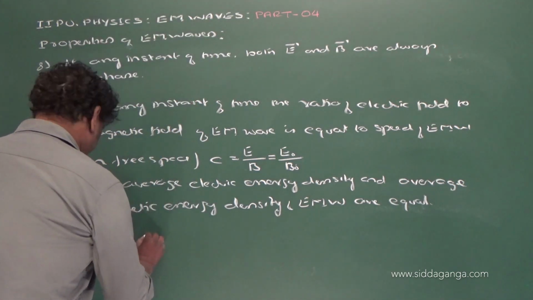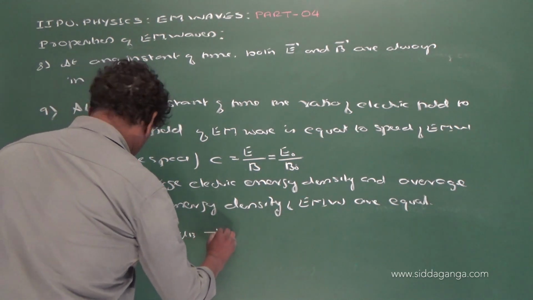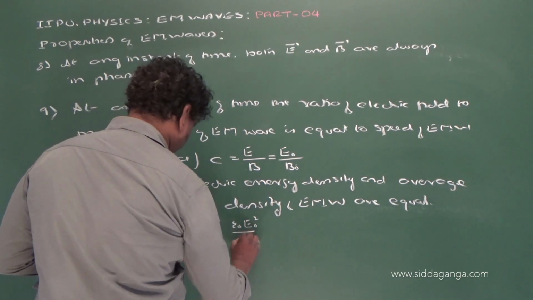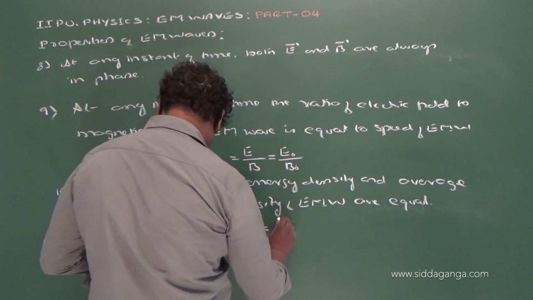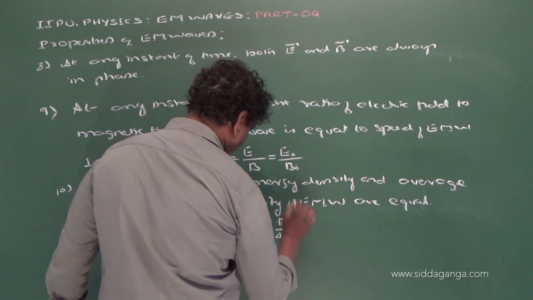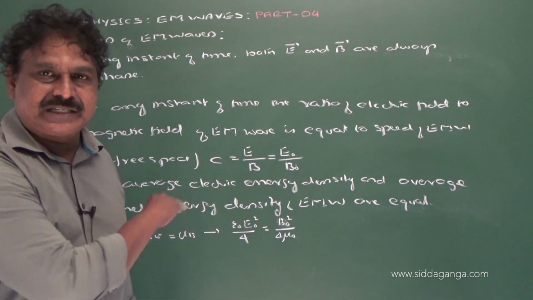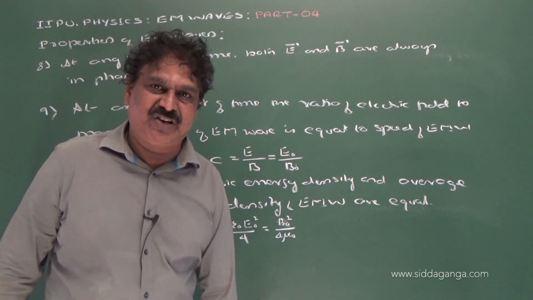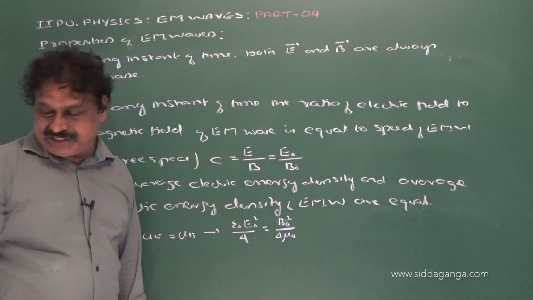That means we have UE is equal to UB, and that means epsilon naught E naught square by 4 is equal to B naught square by 4 mu naught. This relation has been discussed in previous class just before taking Maxwell's equation, I think in part 2, where we have derived the energy.